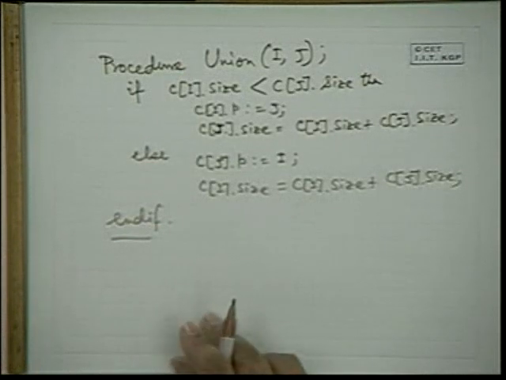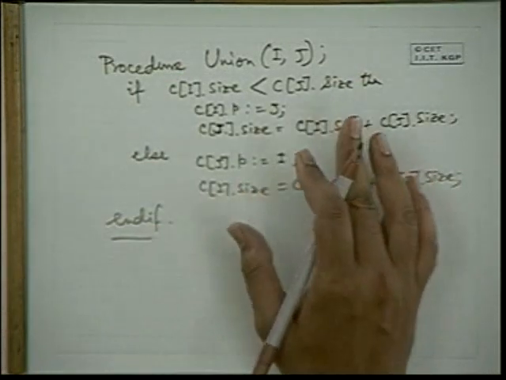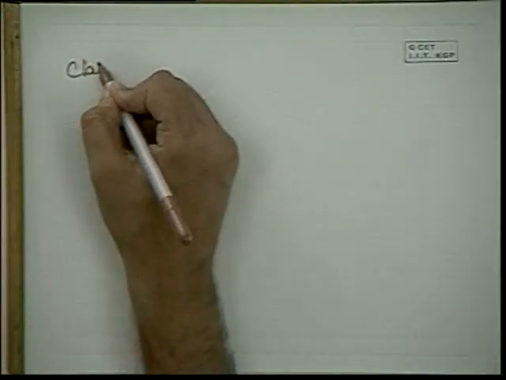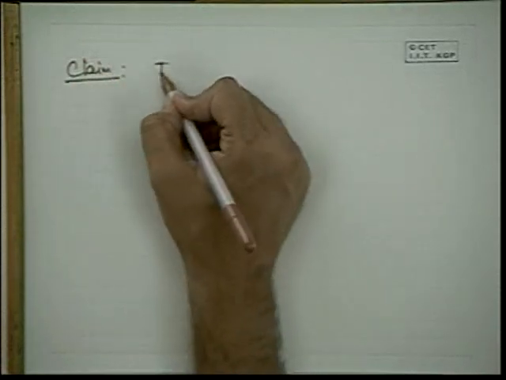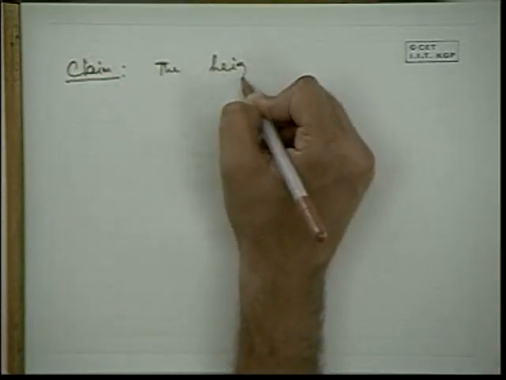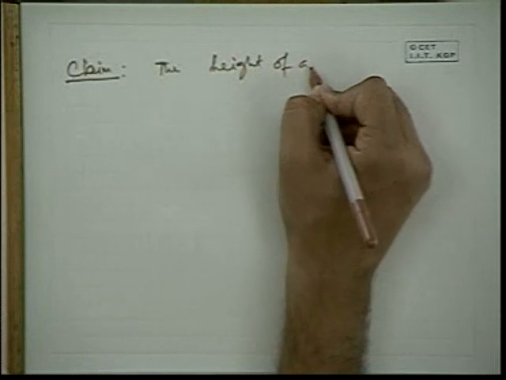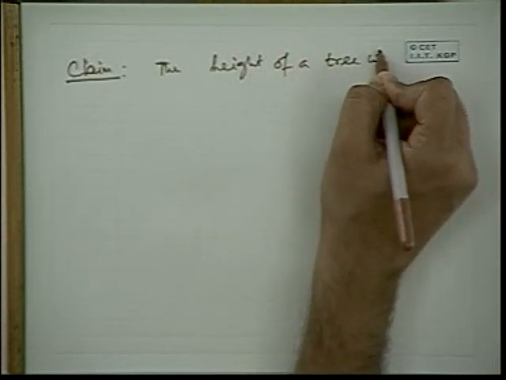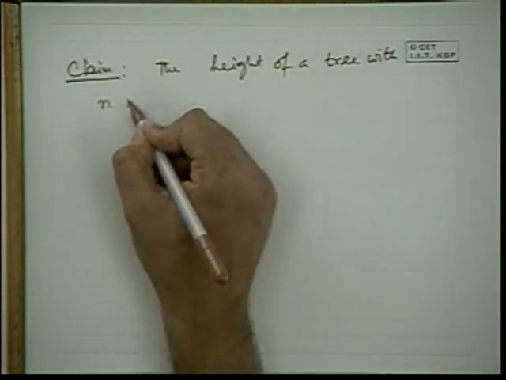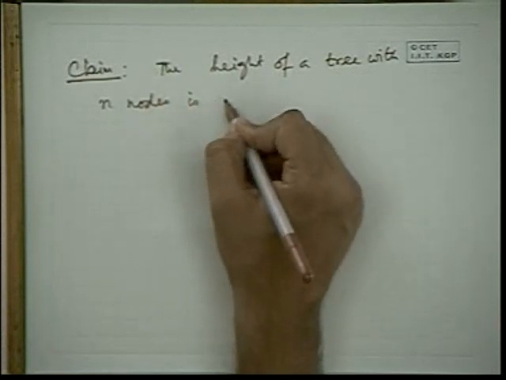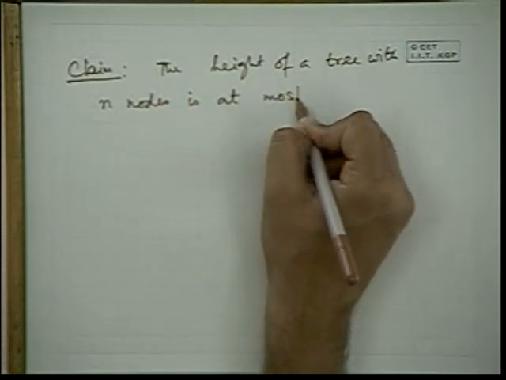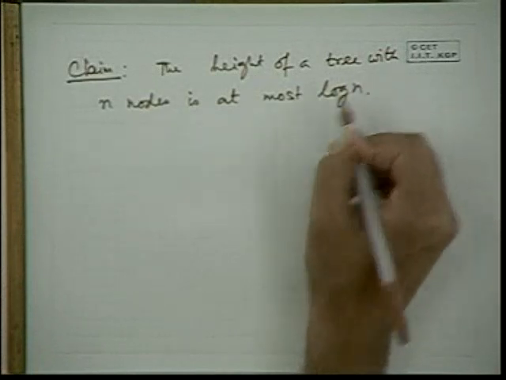Now again the claim is the height of the tree. If we do this, height of the tree is log n. So what is the proof of this? So, here is the claim. The height of a tree with n nodes is at most log of n. Why?